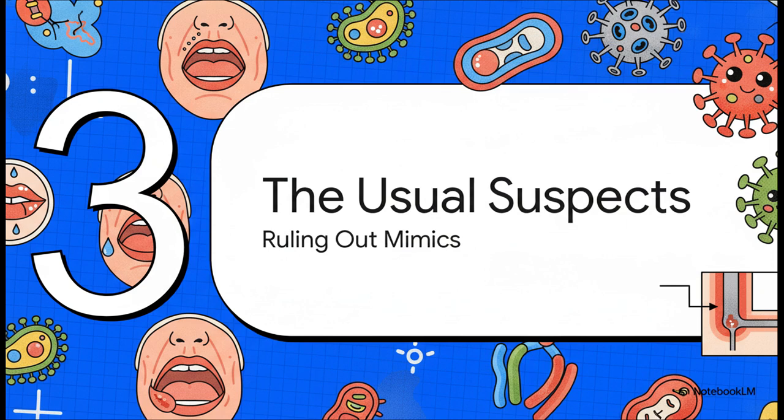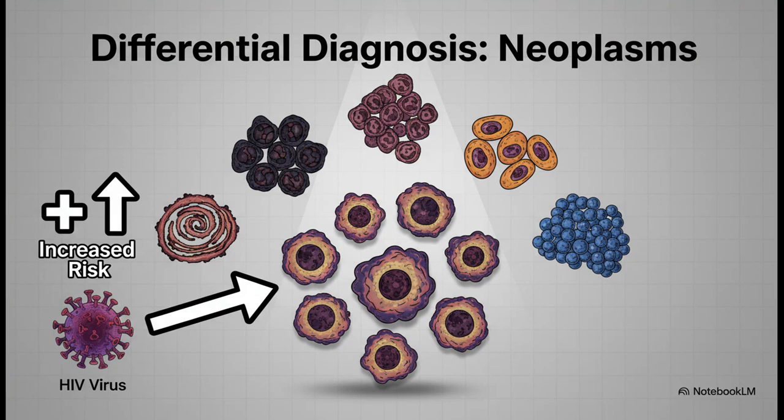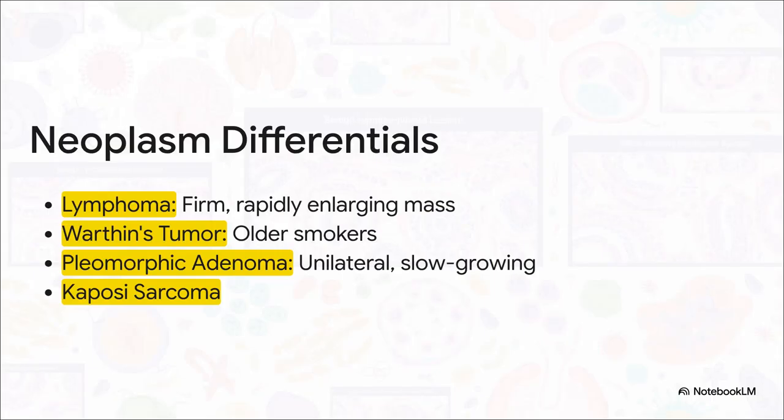Now, no diagnostic process is ever complete until you consider the mimics. Parotid swelling can be caused by a whole range of things. So let's run through the lineup of the usual suspects we need to make sure we rule out. First up on our list are tumors, both the benign and the malignant kind. And this is a really critical category to consider, especially since we know that patients with HIV have a higher risk for certain cancers. A lot of the time, telling these apart comes down to the clinical feel and the patient's history. For example, a lymphoma usually feels firm and grows really fast. A Warthin's tumor, we see that more often in older smokers. And a pleomorphic adenoma is typically just a single, firm mass on one side that's been growing slowly for a while.